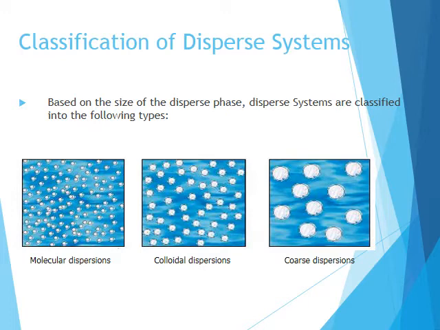I'm talking about macro emulsions, not the micro or the nano emulsions. We'll talk about this later on in the next lectures. But if we are talking about macro emulsions, or general or conventional emulsions, these fall in the coarse dispersion category. So it's not colloidal dispersions or molecular dispersions, they are coarse dispersions.